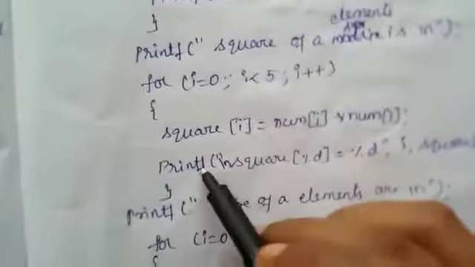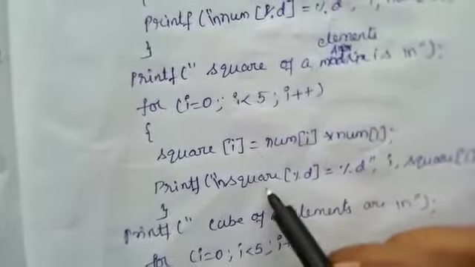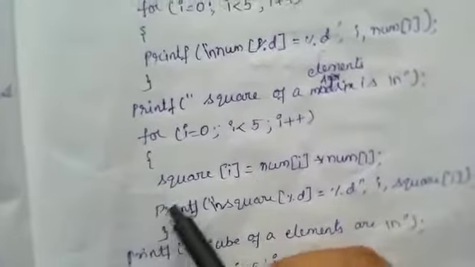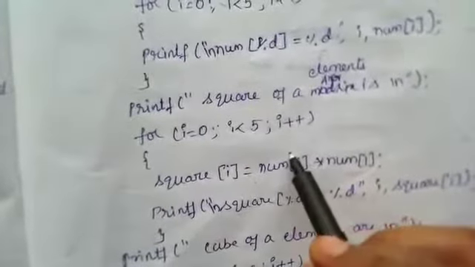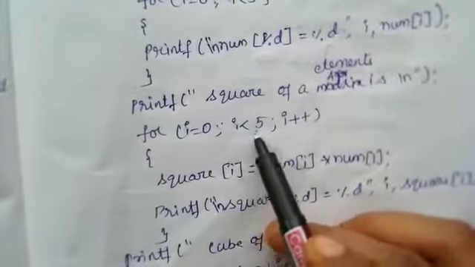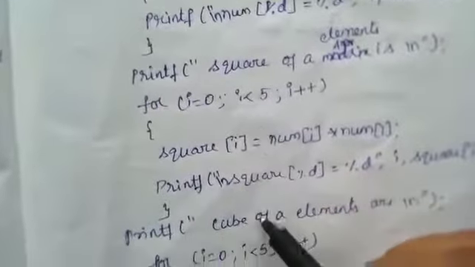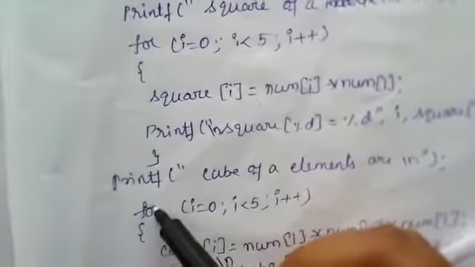Okay, next we have to print that: square of %d is equals to %d. Square of 0 is equals to square of i, that is square of 0. So this loop will be repeated till this condition fails, that is 5 is not less than 5. There the condition fails and it comes out of this loop. And next we have to print the cubes of the elements.